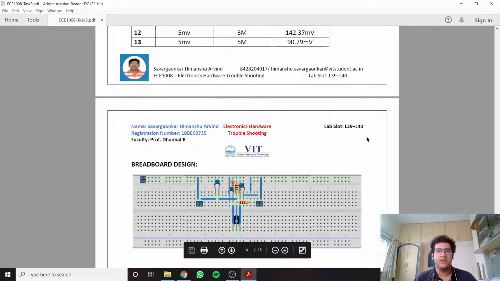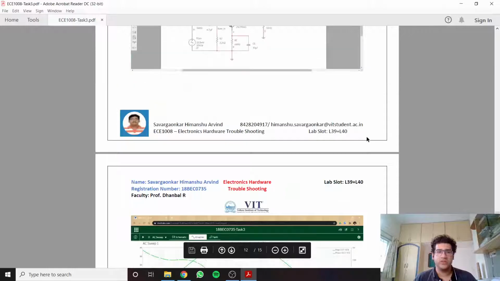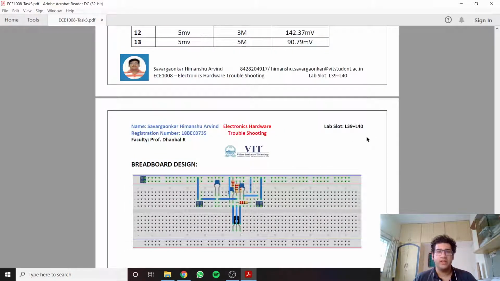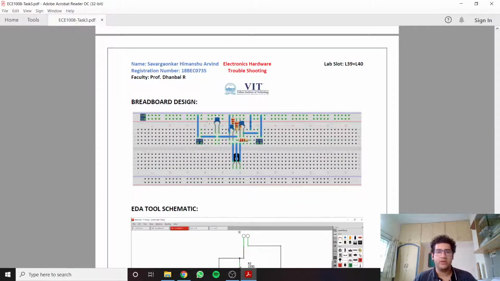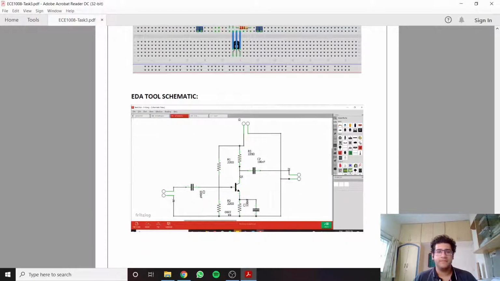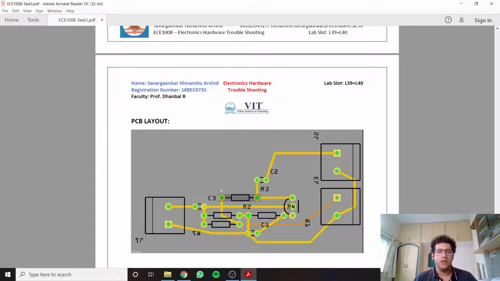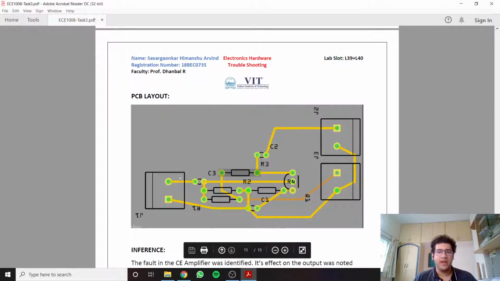For this experiment, a tool called Fritzing was also used to build a circuit on a breadboard and simulate the same. A PCB layout was also built for this particular amplifier circuit, where we had input and output as well as voltage to be provided using these three jumper connectors.